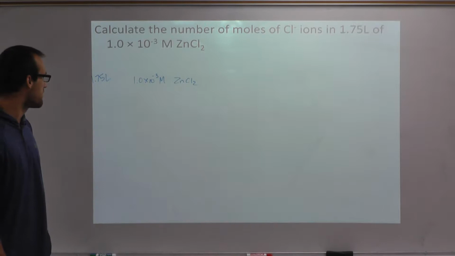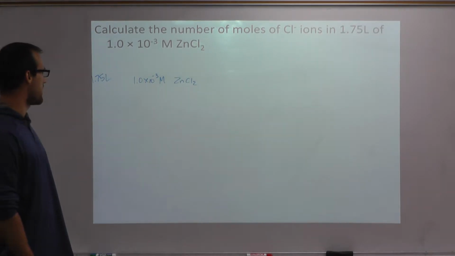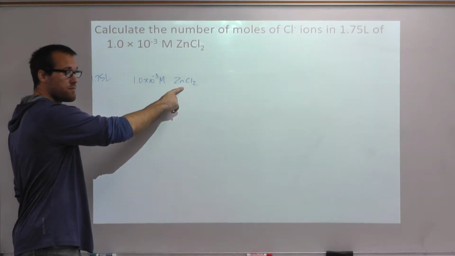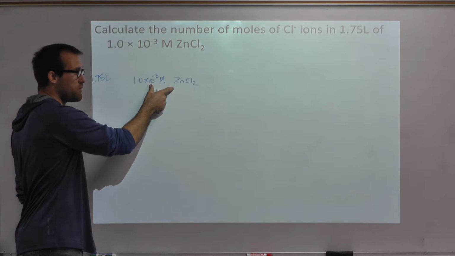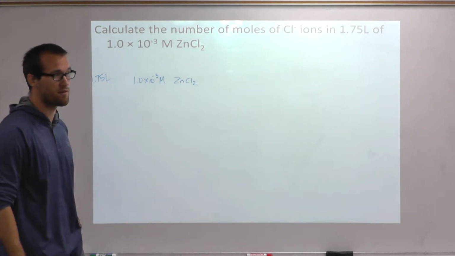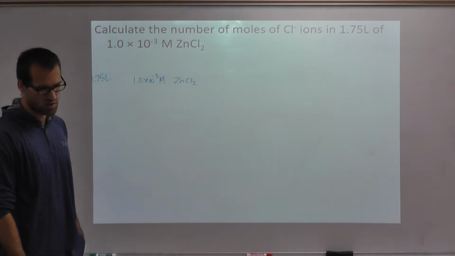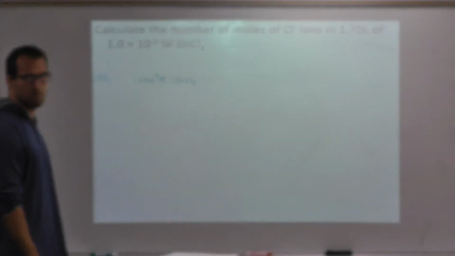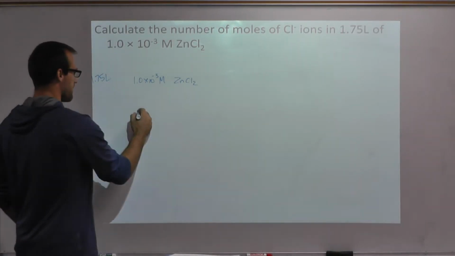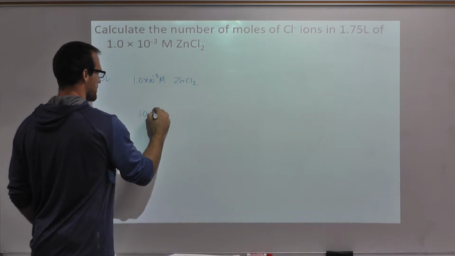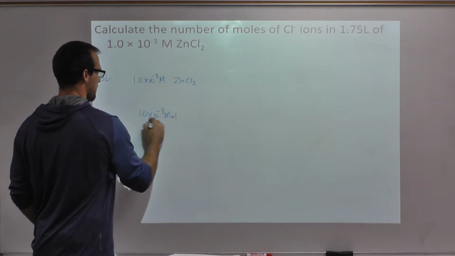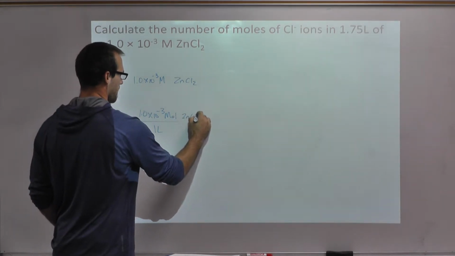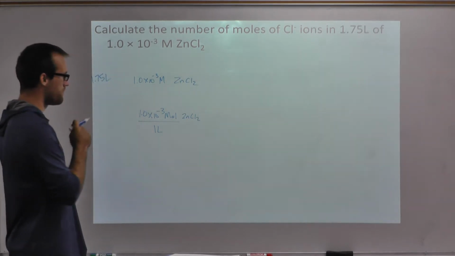There's a couple ways we could do this. Okay? We could take this, convert to moles of the whole thing. Or we could take this and figure out the molarity of the ions and then get rid of the volume. Doesn't matter which you do. I don't care. So, do you care? No? Okay. So I know there are 1.0 times 10 to the negative 3 moles for every 1 liter of my zinc chloride. I know my solution. Wait, isn't it?